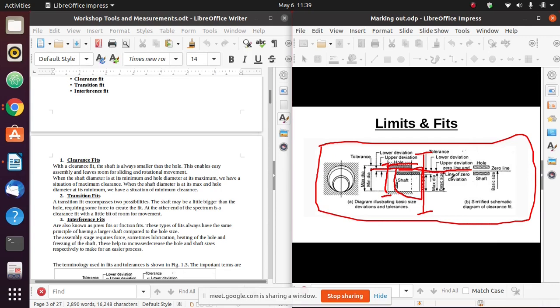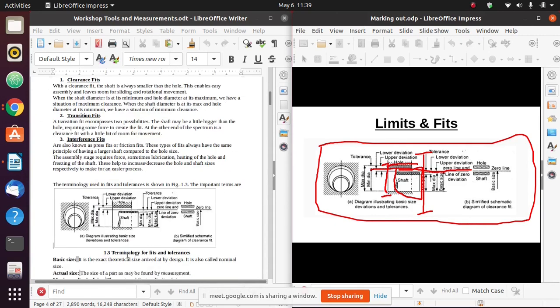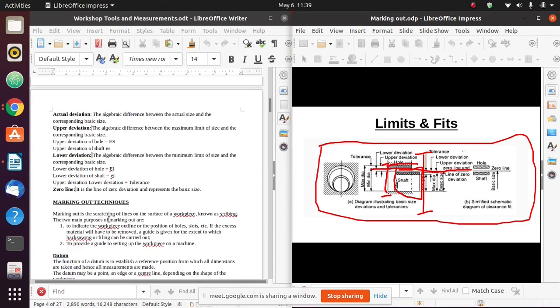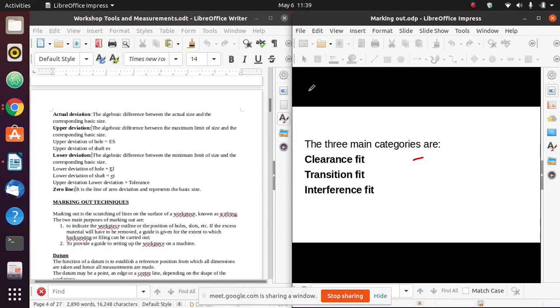Now from that zero line of deviation, we come up with other terms like lower deviation and upper deviation for the shaft. We have lower deviation and upper deviation for the hole, and so on and so forth. So these terms have already been specified and what they mean in those notes. So go through them, understand them. You can write them down in your notes so that you can know what they mean.